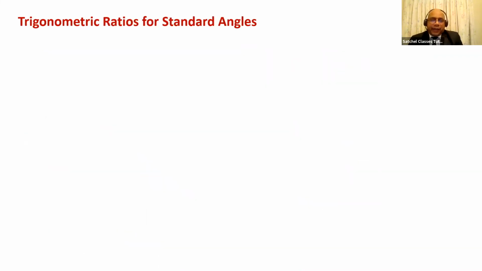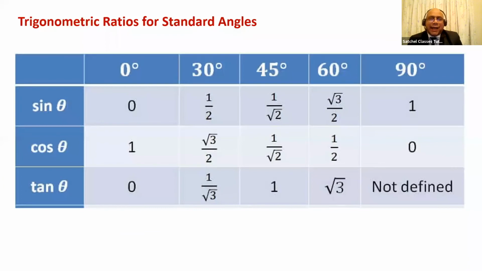Right. Having learned the relationship between the trigonometric ratios, we now need to know the trigonometric ratios for some standard angles like 0 degrees, 30 degrees, 45 degrees, 60 degrees, and 90 degrees. You may choose to pause the video at this moment and make a note of these values. These are important values, and you need to remember them. Now let's figure out whether the relationships that we derived earlier hold for these angles as well.